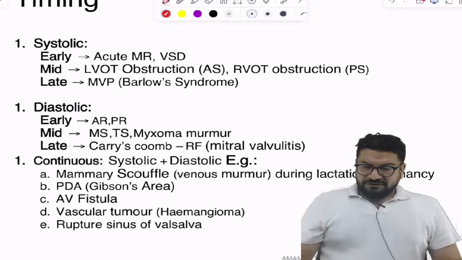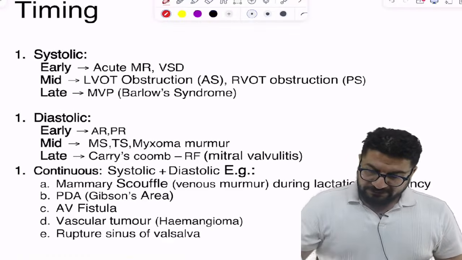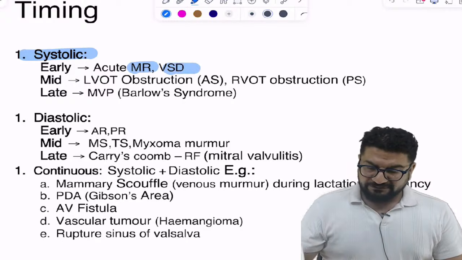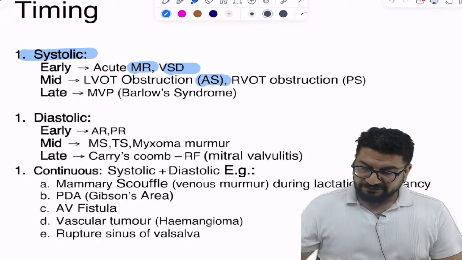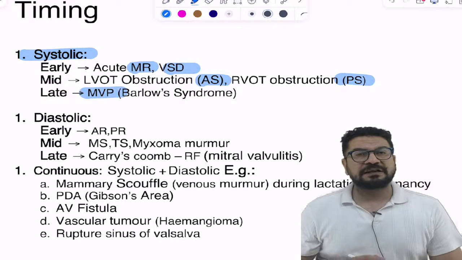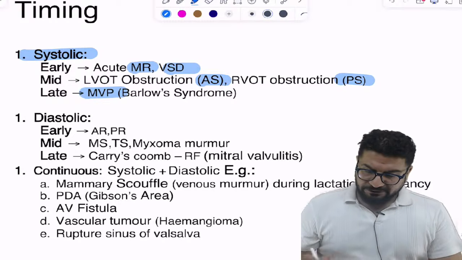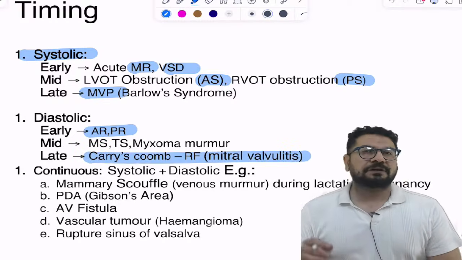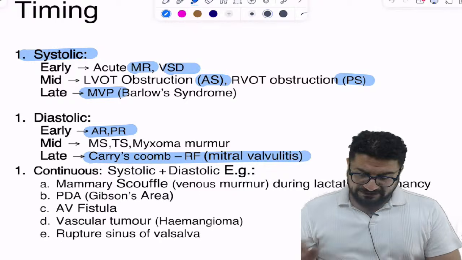Now they ask you about murmurs based on their timing, like systolic murmur. We have early systolic, mid systolic, late systolic. Early you will see in acute MR and VSD. Mid you will find in AS and PS. Late you will find in MVP, mitral valve prolapse. Diastolic: early you will find in AR and PR. Late you will find the Carey Coombs murmur, a murmur due to mitral valvulitis in a patient of rheumatic fever.